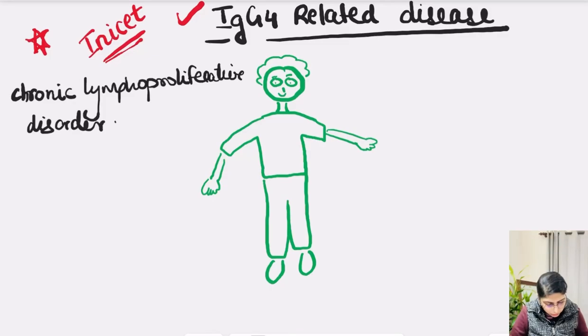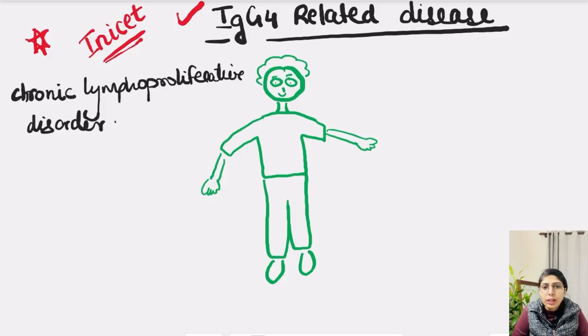So let's start talking about IgG4 related disease first. IgG4 related disease is a chronic lymphoproliferative disorder. So lymphocytes anywhere in any of the body cells, if they proliferate and it's a chronic process, it could be an IgG4 related disease. And the antibodies that actually proliferate and lead to tissue lymphocytic proliferation are IgG4 antibodies. So that becomes very specific.